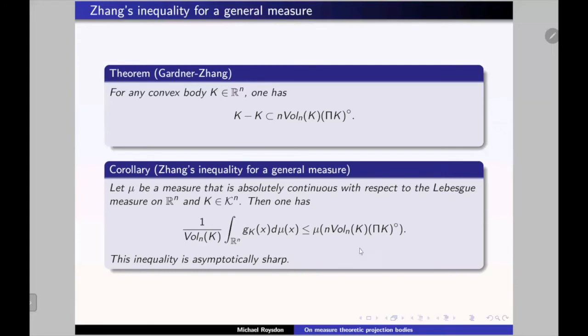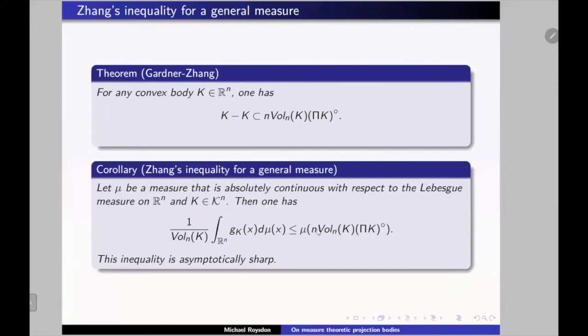The unfortunate thing about this is that if I take volume here, and I take volume here, I use Fubini's theorem. Here I get volume of K. I get volume of K to the N. I get N to the N. I get volume of the polar projection body of K. But I'm missing a 2N choose N here. I'm in fact not recovering Zhang's inequality from this. So what Artem, Dylan, and I sought to do was to see if, by imposing restrictions on the density of the measure, you can get something sharper here, if you can get a better constant.